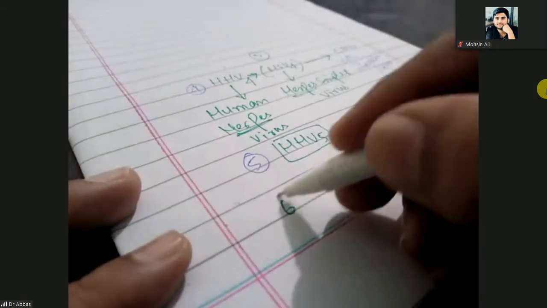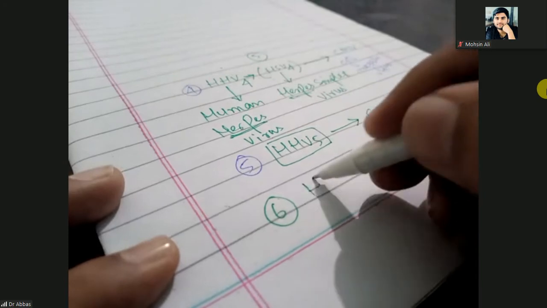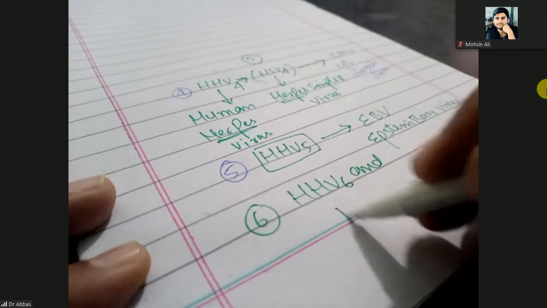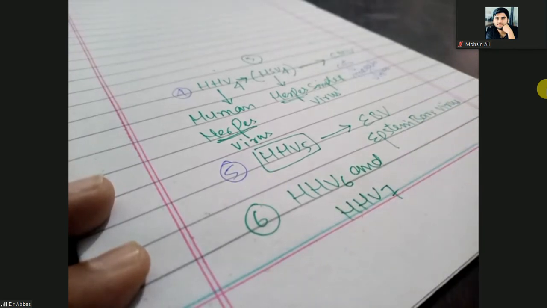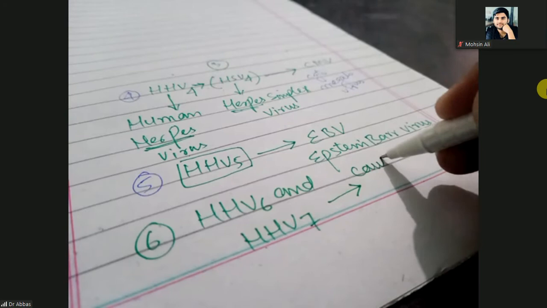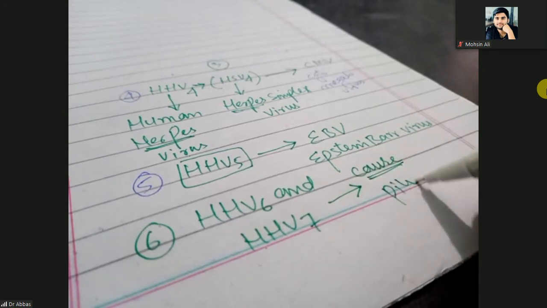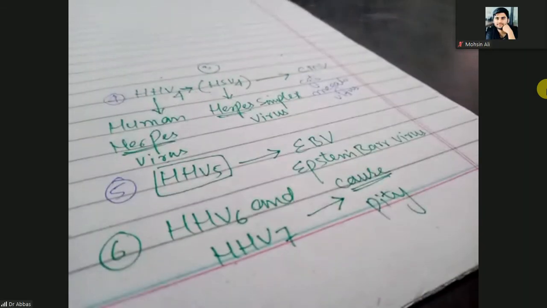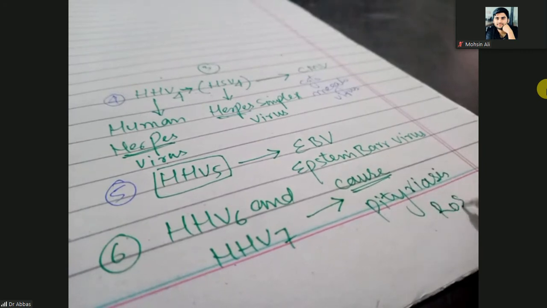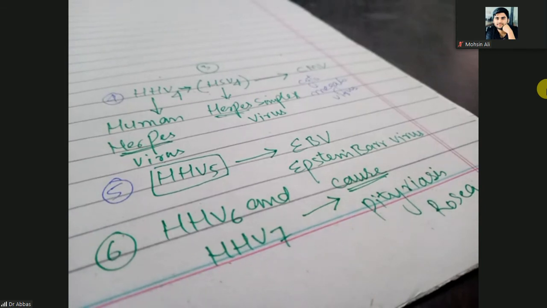And the sixth category is HHV6 and HHV7. These are the human herpes viruses 6 and 7. What do they cause? They cause pityriasis rosea.